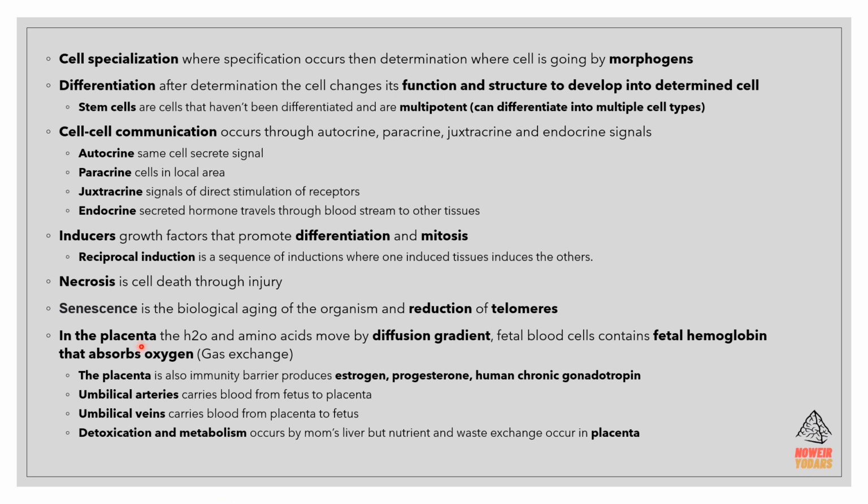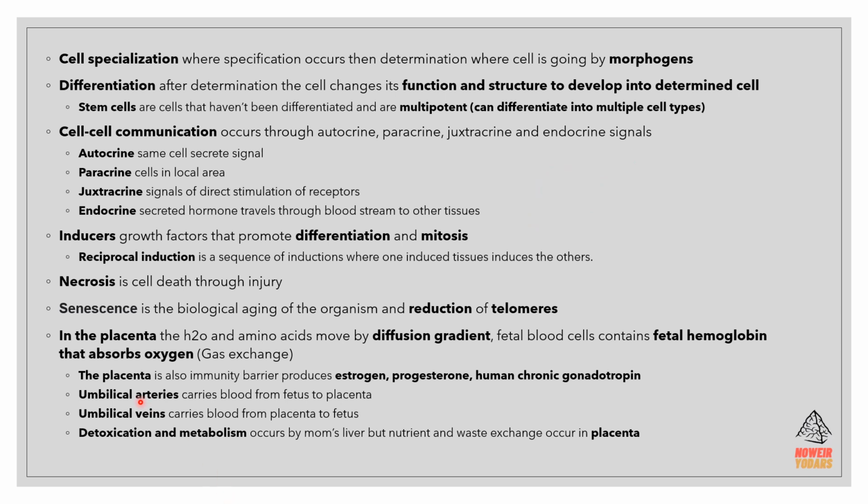There are also factors called inducers. Inducers are growth factors that promote differentiation and mitosis. So differentiation is promoted because there are inducers. There's also something called reciprocal induction, a sequence of induction where one induced tissue induces the other. Let's say I have A, B, C. A induces B, and C is not activated or differentiated yet. What B does is induce C, and then C is active. C is differentiated.